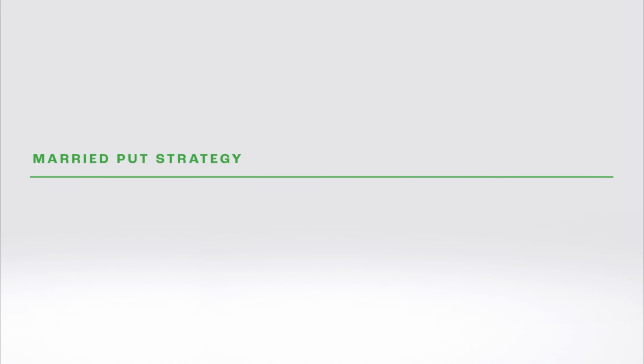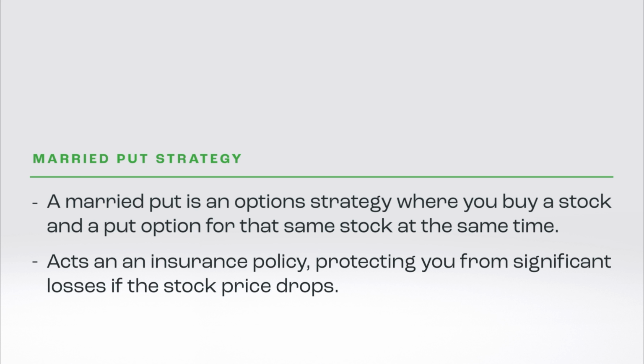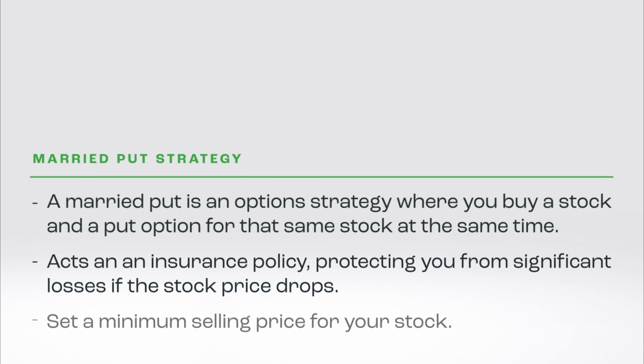A married put is an options strategy where you buy a stock and a put option for that same stock at the same time. This put option can act as an insurance policy, protecting you from significant losses if the stock price drops, setting a minimum selling price for your stock during the life of the option.